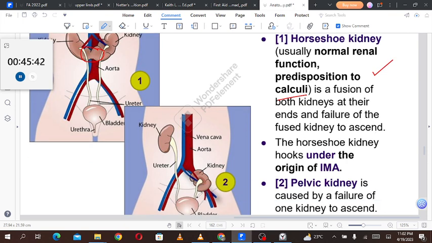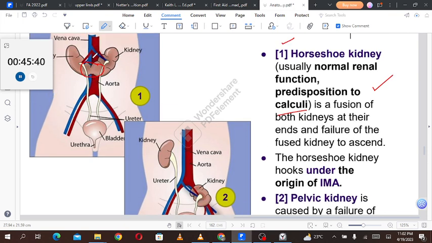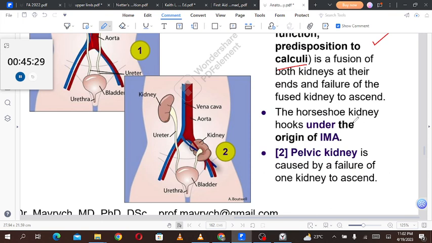Why won't the fused kidney ascend? Because the inferior mesenteric artery, which lies at the level of L3, obstructs the ascent of the kidney. So it is a fusion of both kidneys at their ends and failure of the fused kidney to ascend. The horseshoe kidney hooks under the origin of the inferior mesenteric artery.